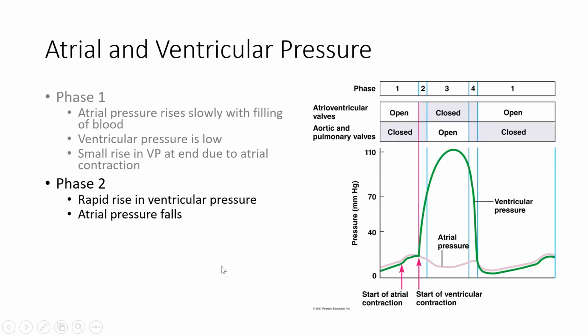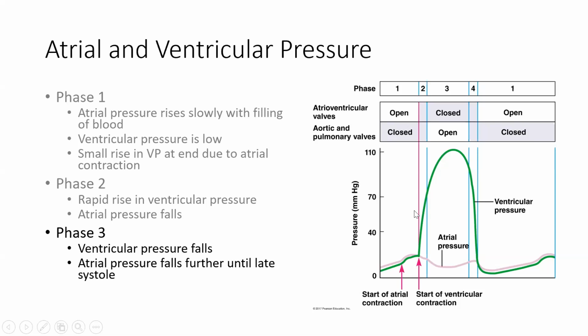During phase two, we have a rapid rise in ventricular pressure. Both valves are closed here, but the ventricle is contracting. The atrial pressure will fall because the atria are no longer contracting, nor are they spilling blood down into the ventricle, so they're not squeezing, so the pressure drops. But as the ventricles contract, the pressure in the ventricle rapidly increases. And again, that is what is required to create the pressure gradient that will create the flow of blood, which happens in phase three.